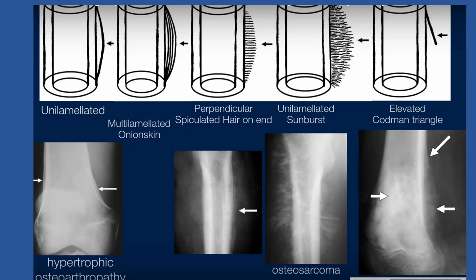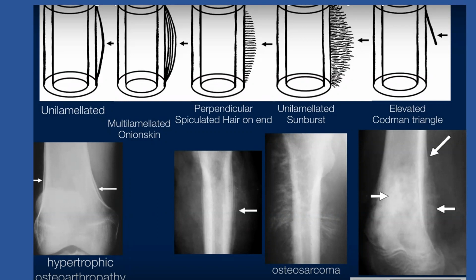This patient with the lower x-ray on the left-hand side has a periosteal reaction, and the diagnosis is hypertrophic osteoarthropathy. You see nothing in the medullary cavity. This second x-ray from the left is a periosteal reaction. There is even a hair-on end appearance in both x-rays in the center.